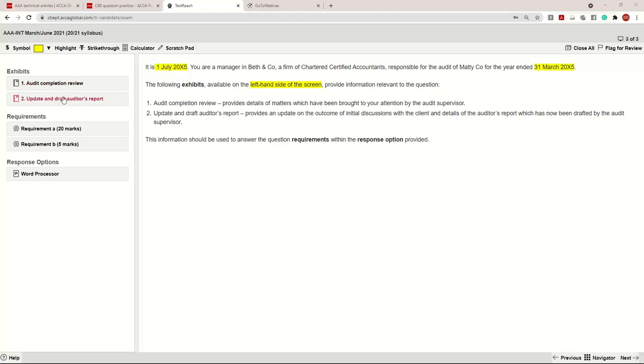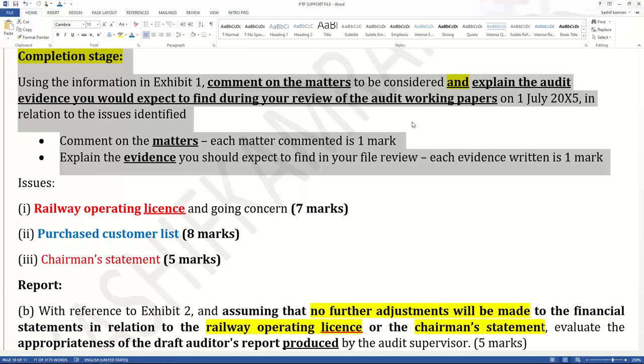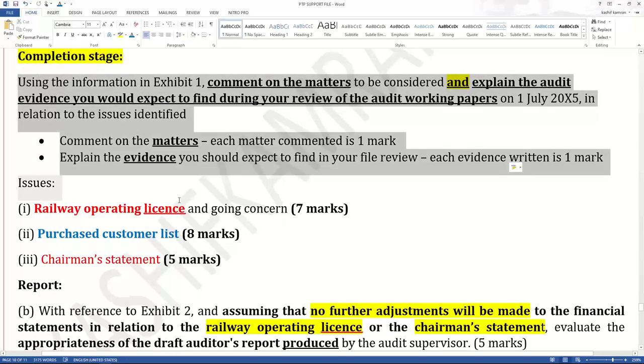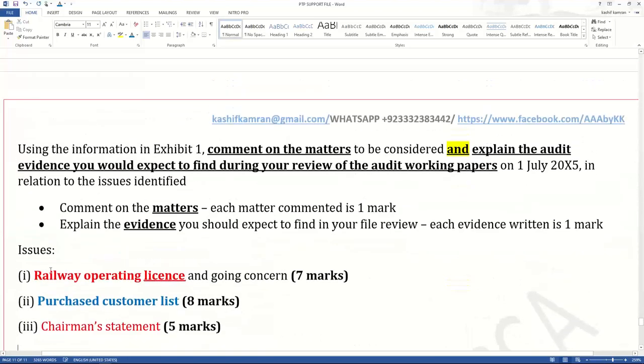Let's first start with the completion and review exhibit, where the requirement is comment on the matter and explain the evidence. Now, let's take on the word file quickly. Now, when a question asks you comment on the matter and explain the evidence, which is just over here, I can just copy that down and we take it on a fresh page here and start the analysis.